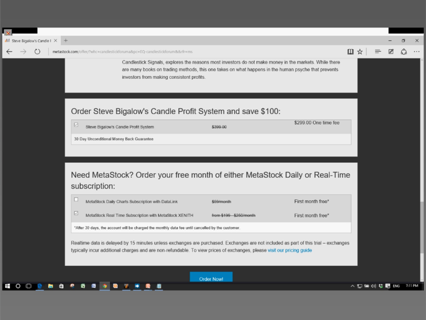We do offer delayed options. If you don't pay any of the exchange fees, you get delayed data. So there is a delayed quote option as well. That would be this particular option, the delayed feed.